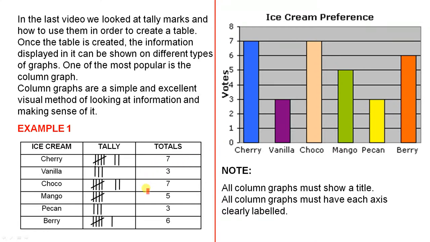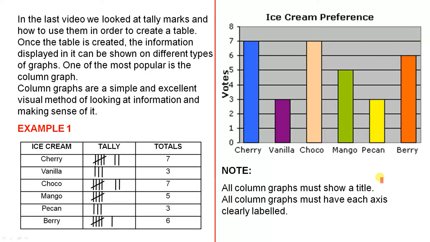So here's a simple table which shows different ice creams and the number of people who like them. For example, they could be students in a class and they were surveyed, and these were the results. These results can be transferred to a very simple column graph which is lovely and visual, and you can glean some information just by looking at the columns. For example, if you look at the cherry and the cocoa, you can see they're the most popular because that's the tallest column. Okay, and the ones that are least popular, for example, are vanilla and pecan because they are the shortest columns.